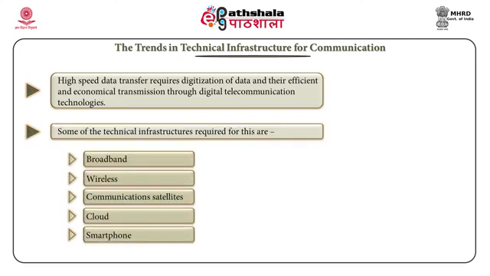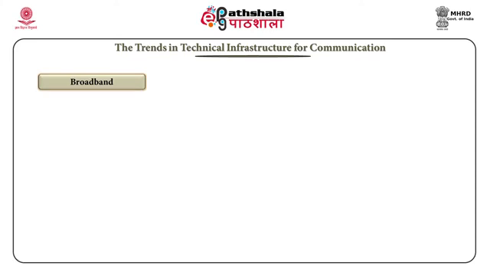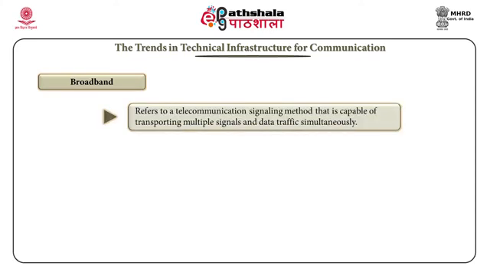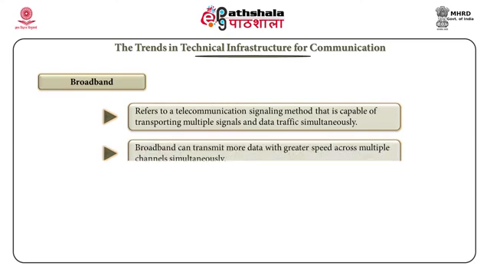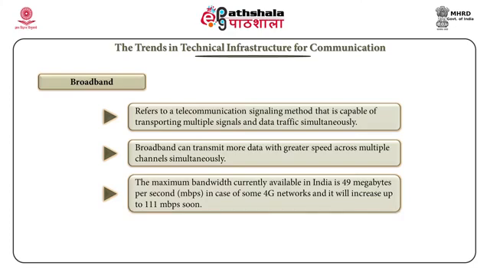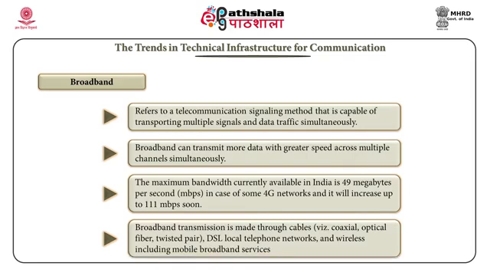Some of the technical infrastructures required for this are broadband. It refers to a telecommunication signaling method that is capable of transporting multiple signals and data traffic simultaneously. Broadband has a wider communication bandwidth of at least 256 kilobits per second or kbps or higher in comparison to the narrower bandwidth of only 56 kbps in case of baseband. In other words, broadband can transmit more data with greater speed across multiple channels simultaneously.